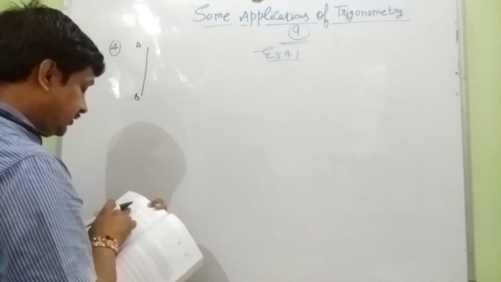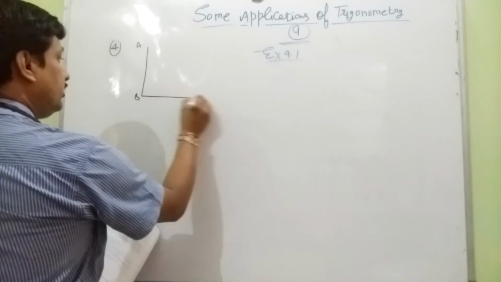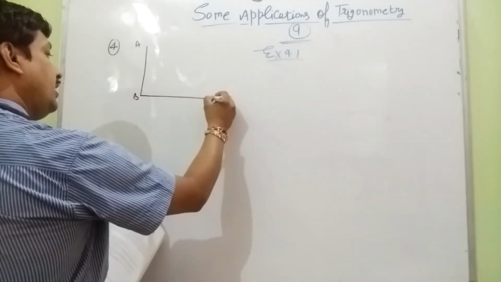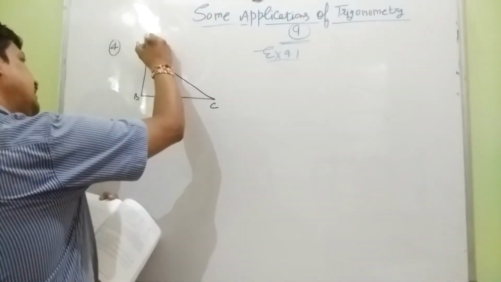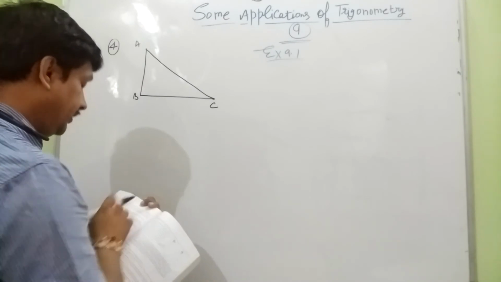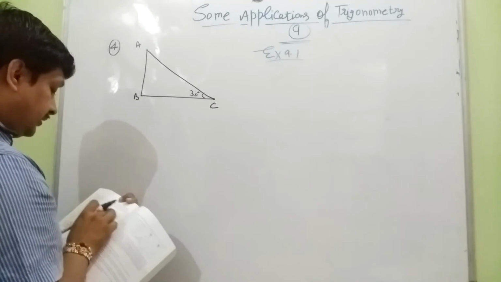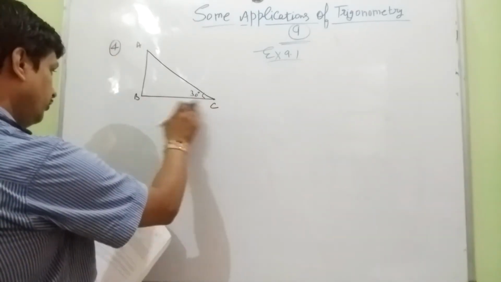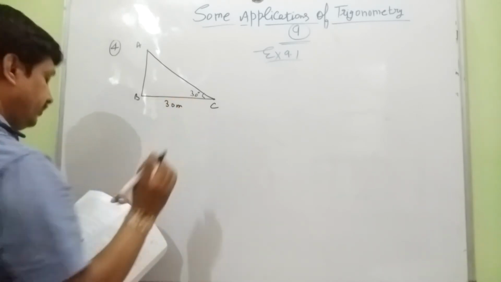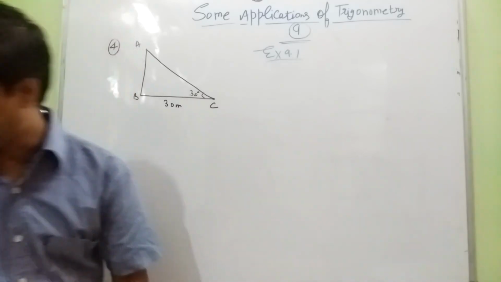The angle of elevation of the top of the tower from the point on the ground. And this is the ground level. Somewhere there is a point C, and from this point C, the angle of elevation of the top of the tower is given to be 30 degrees. And it is also mentioned that the distance of this point from the foot of the tower is 30 meters. Understood? So what we have to do is find the height of the tower.